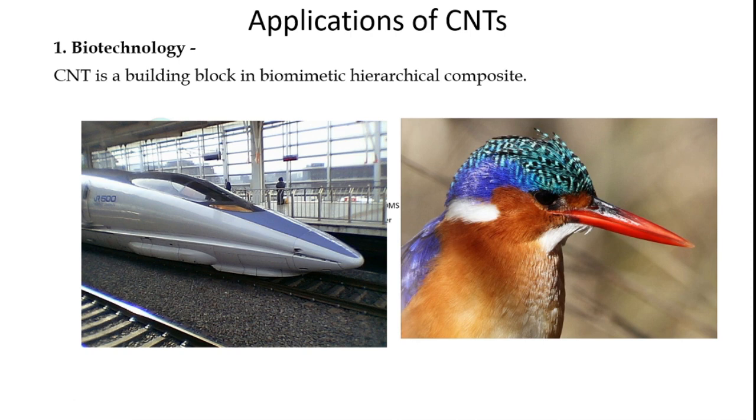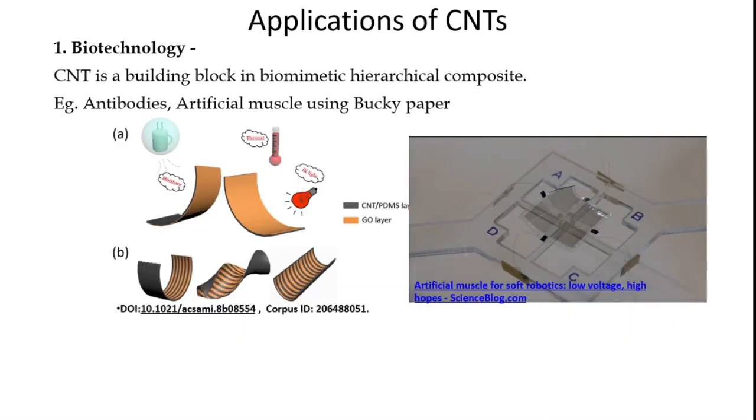These CNTs can be used to make antibodies and artificial muscles using Bucky paper. What is Bucky paper? Bucky paper is a lightweight, thin sheet made up of carbon nanotube fibers. So basically it is a thin sheet or thin layer of carbon nanotubes which are oriented along a single direction. These carbon nanotubes can be used to make artificial muscles.